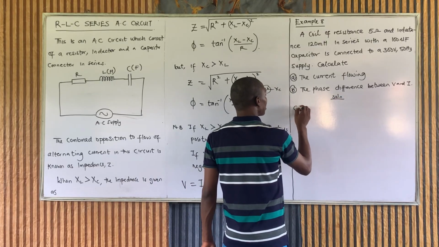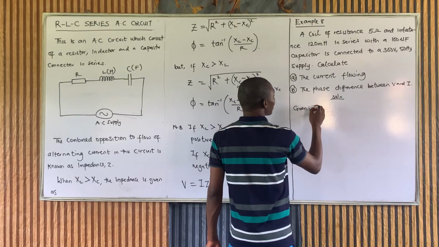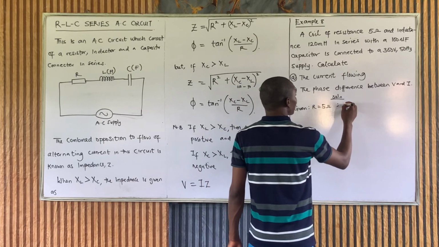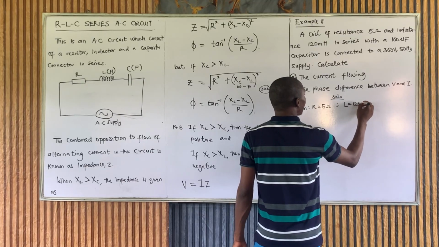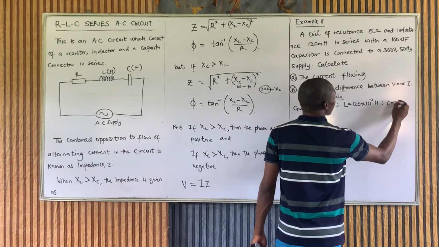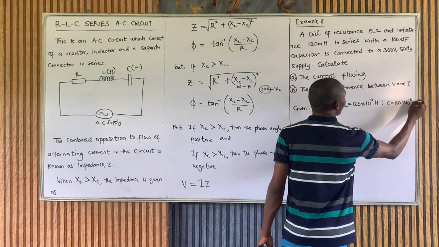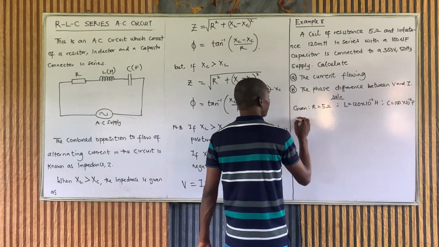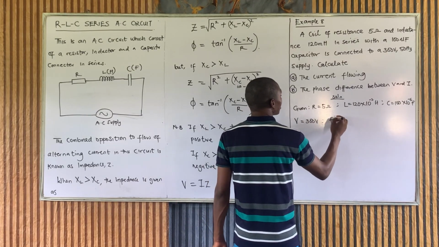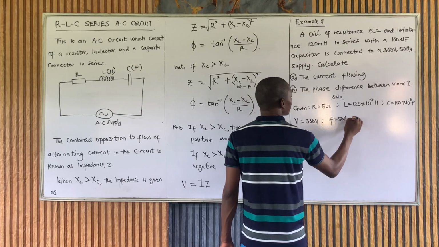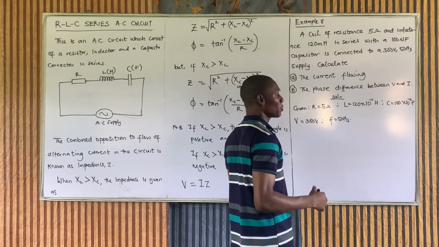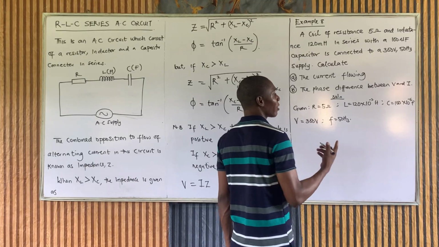Firstly, what are the things given in this question? We are given that our resistance is 5 ohms, and then the inductance L is 120 millihenry. That is 120 times 10 to the minus 3 henry. And we are given the capacitance is 100 times 10 to the power minus 6 farad. That is a microfarad. And then the voltage supply is 300 volts, and the frequency is 50 Hz. Okay? So the first thing we want to do is to calculate the impedance. That's what we need before we can get the current.